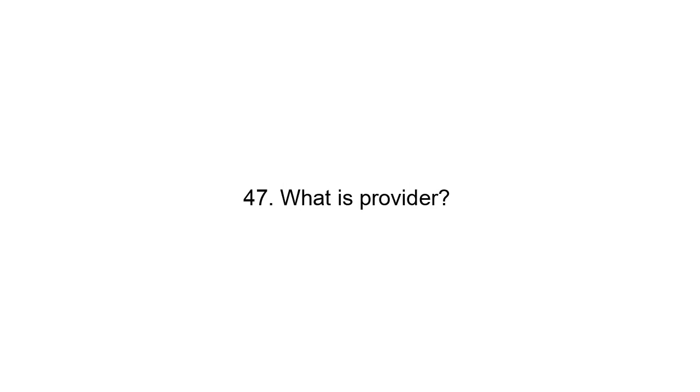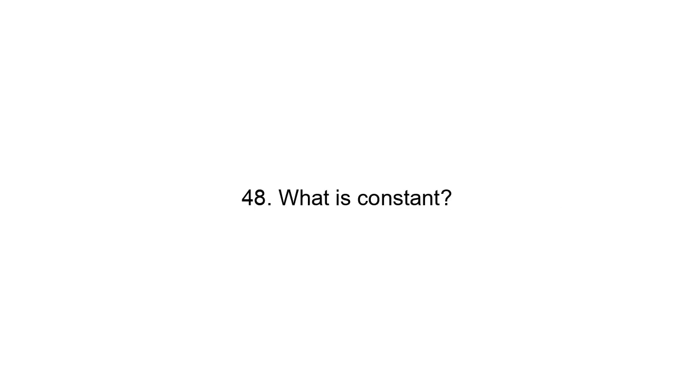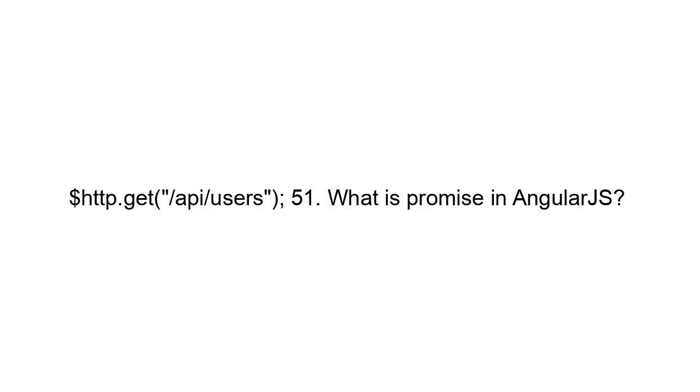47. What is provider? Configurable service creation mechanism. 48. What is constant? Immutable global value. 49. What is value service? Simple shared value object. 50. What is $http service? Makes HTTP API requests. Example: $http.get('/api/users'). 51. What is promise in AngularJS? Handles asynchronous operations. 52. What is $q service? Promise implementation in AngularJS.